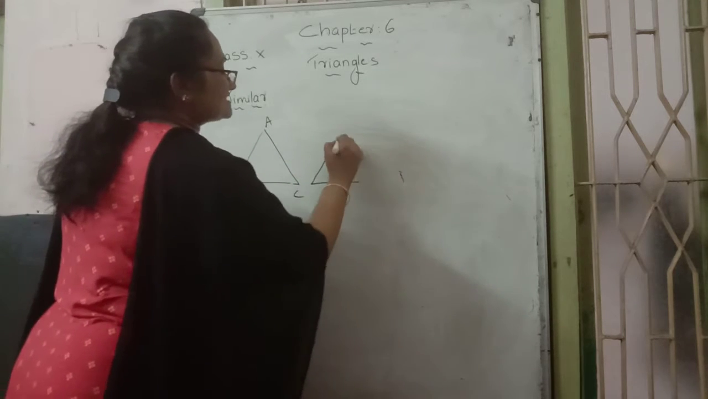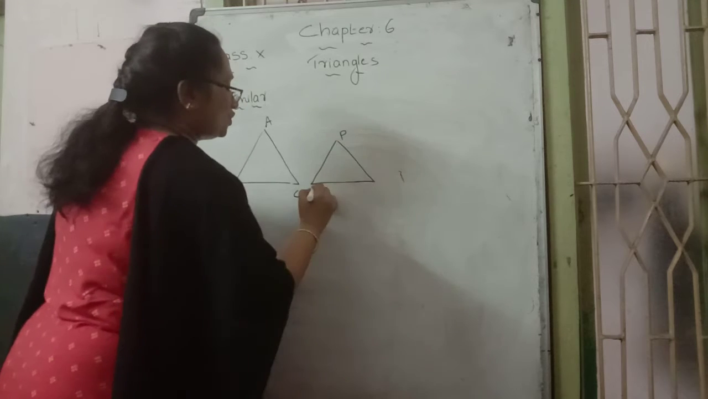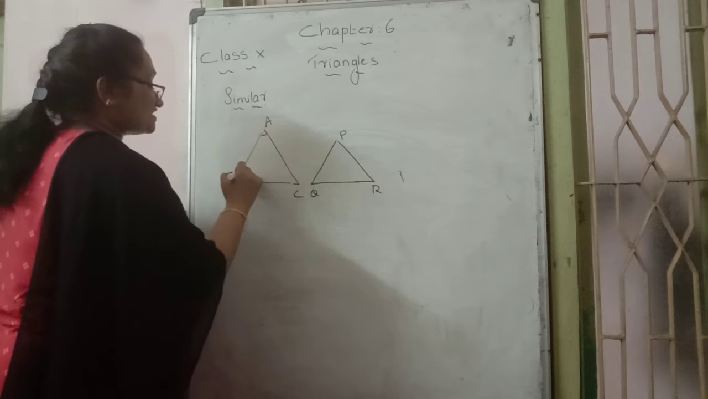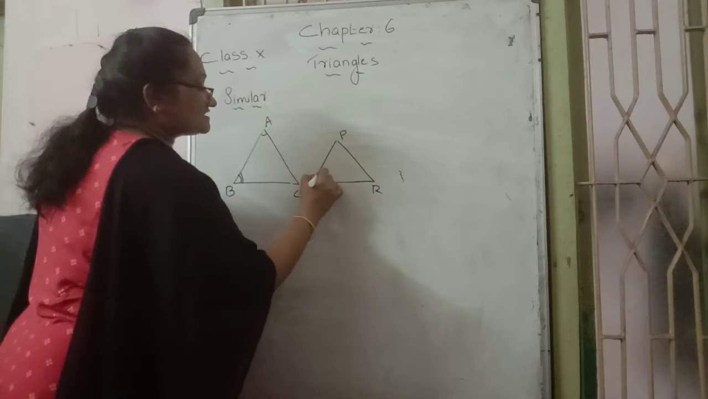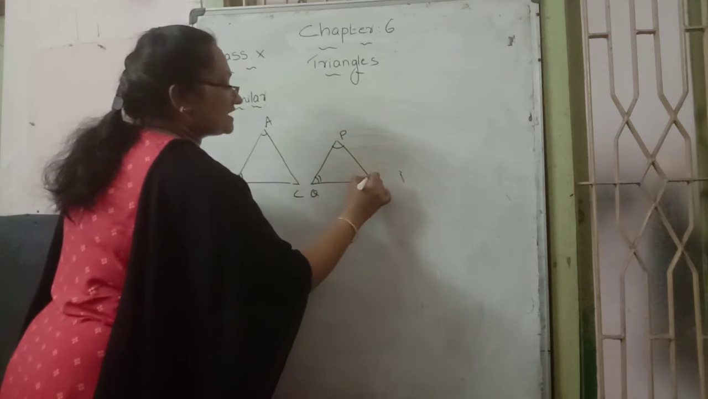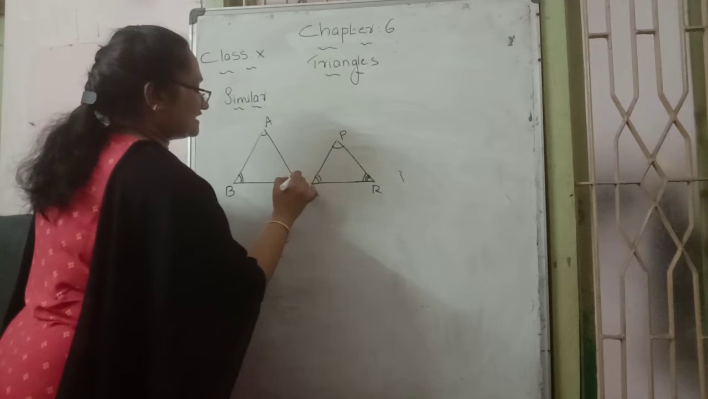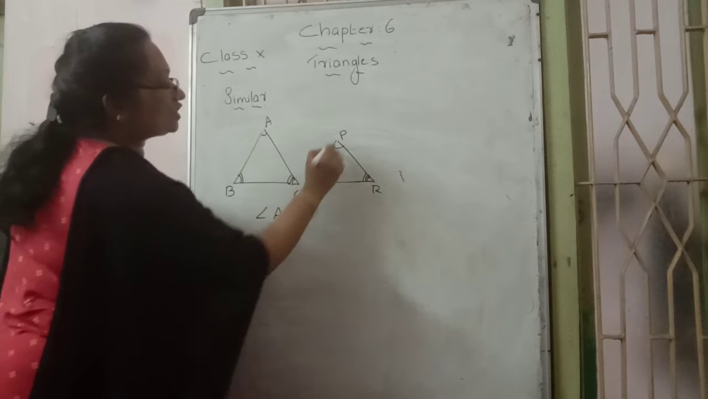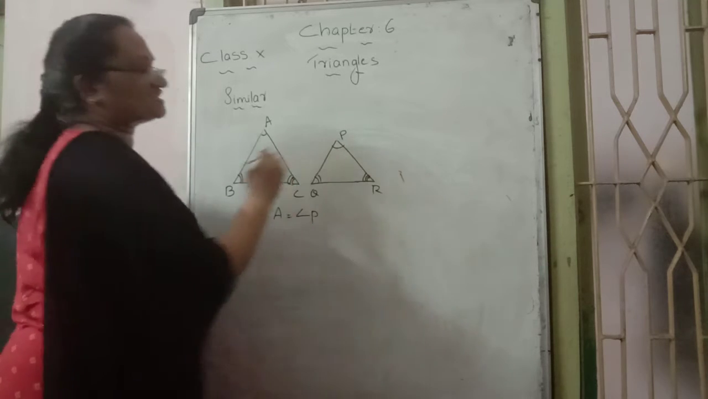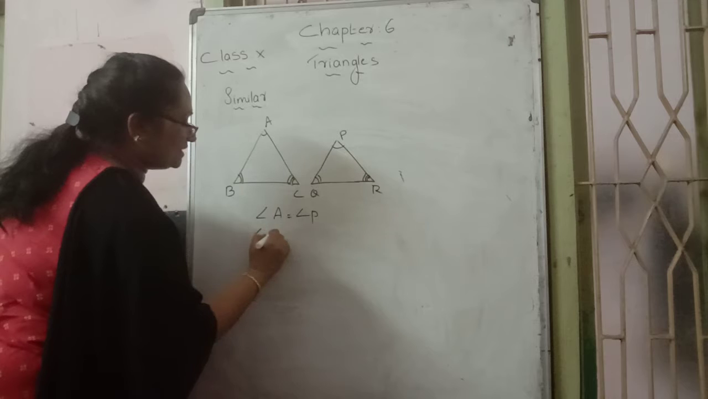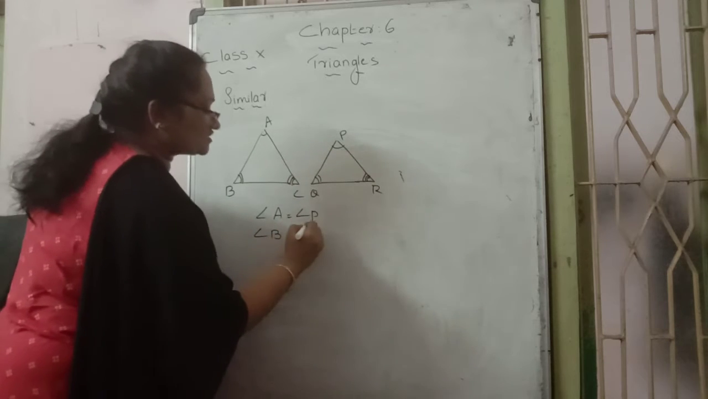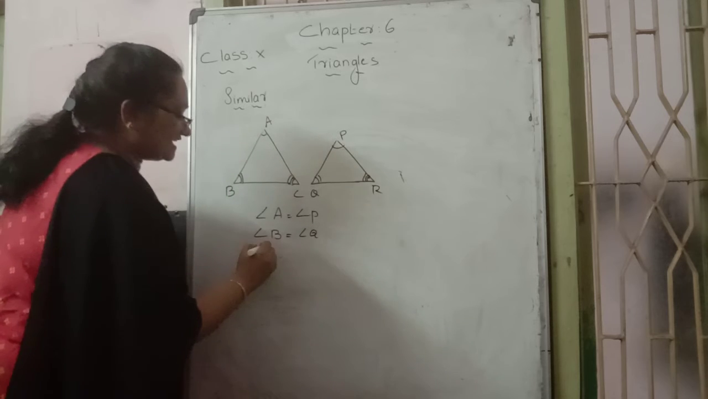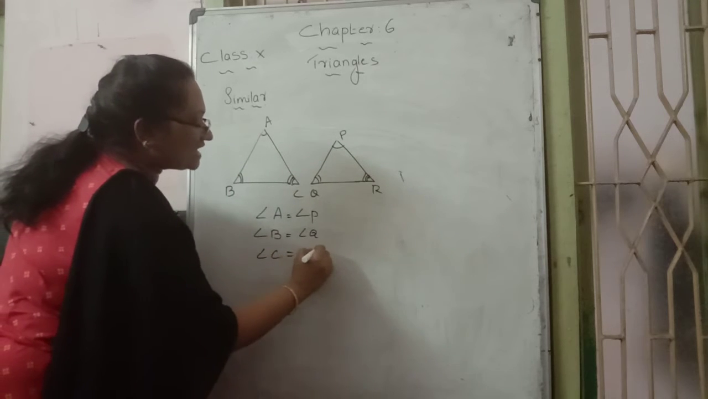The second triangle I consider as triangle PQR. Here, which are the corresponding angles? Angle A is corresponding to angle P of the second triangle. Angle B of the first triangle is corresponding to which angle? Angle Q. Then angle C is equal to angle R.